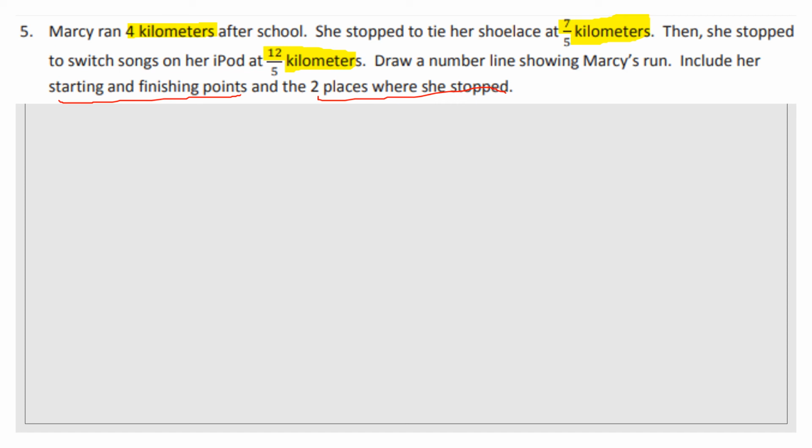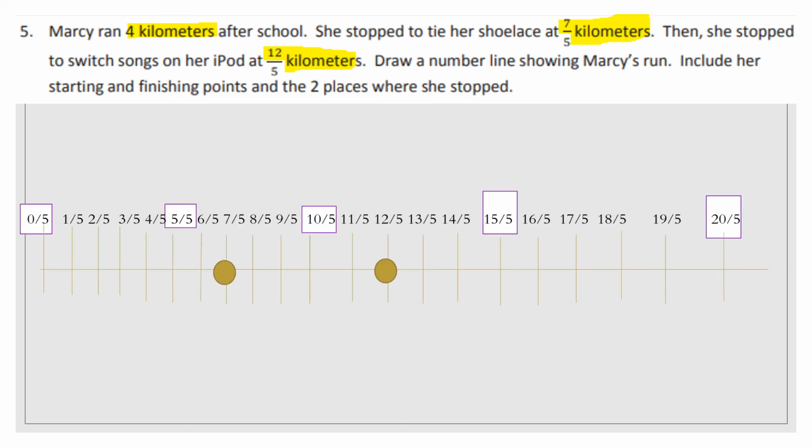All right, I'm going to go over the answers for our last problem. As you can see, I have when Marcy started and when Marcy stopped for the 4 kilometers. And with the dots, I put in where she stopped for each one. So we see at the 7/5, that was her shoelace, so I'm going to put an S for shoelace. And for 12/5, I'm going to put an I for iPod.